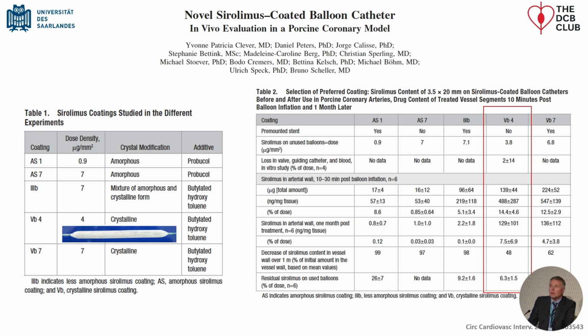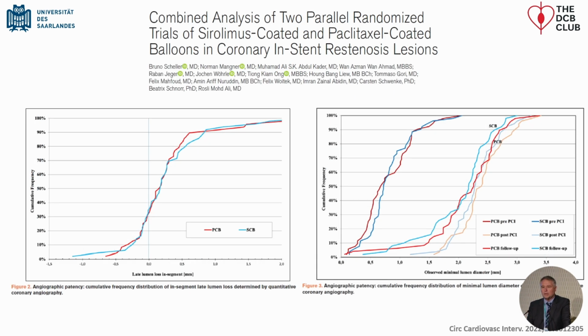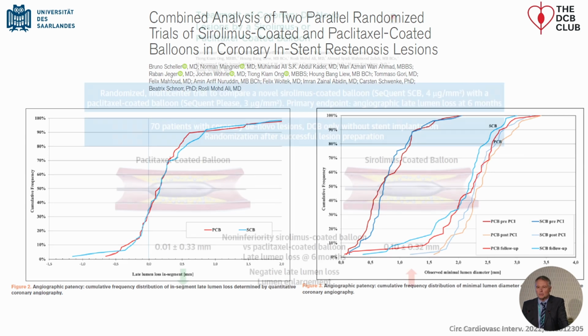Also interesting is, of course, to look at drugs different from paclitaxel, and this was a huge preclinical program we did a long time ago. We looked at different formulations for sirolimus, and here again we found that with crystalline coating you can reach a longer persistence of the drug in the vessel wall, and this has also been investigated in clinical trials together with our friends from Malaysia. First here in in-stent restenosis, where you can see that at 6 months late lumen loss was the same either if we use the paclitaxel-coated balloon or the sirolimus-coated balloon.